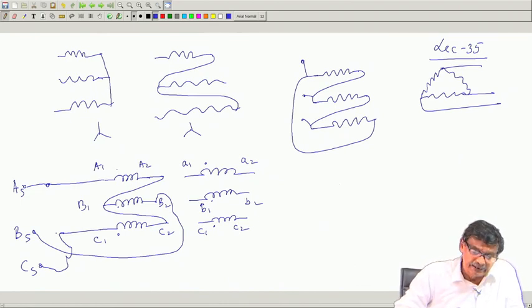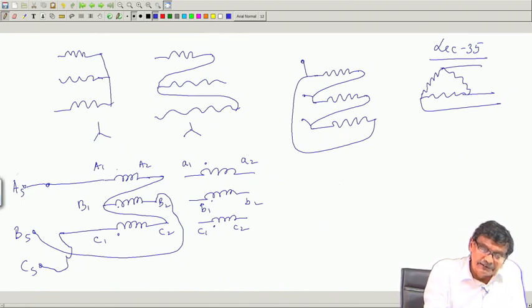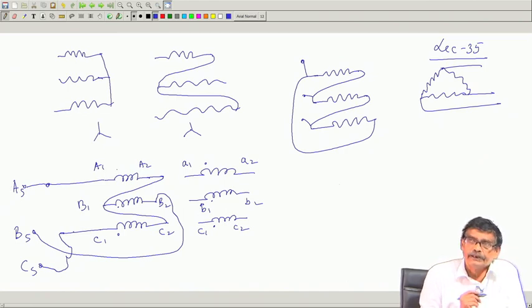Now, in this case if you look carefully, the supply is a balanced three phase system, and you have connected like this.